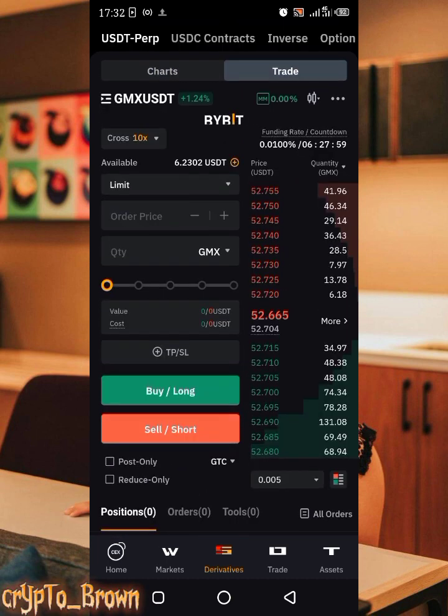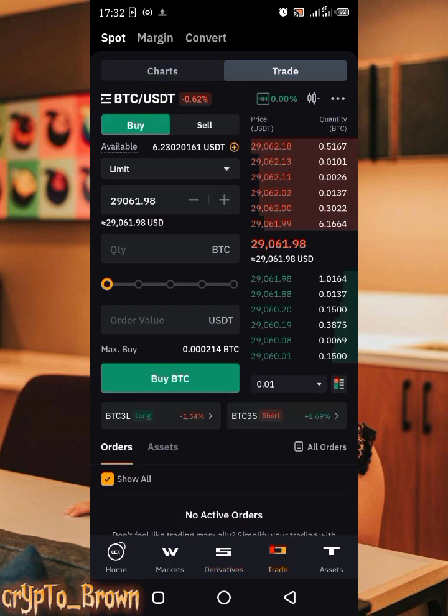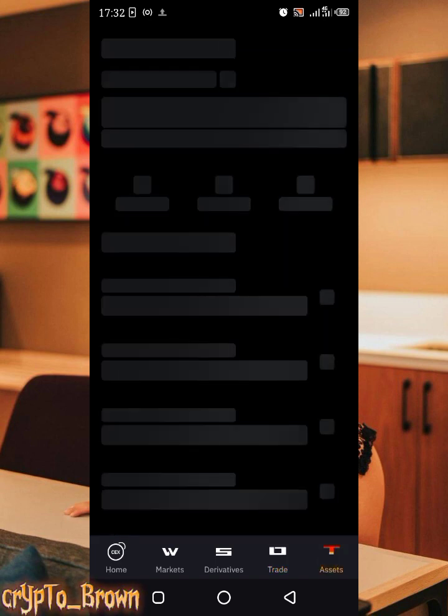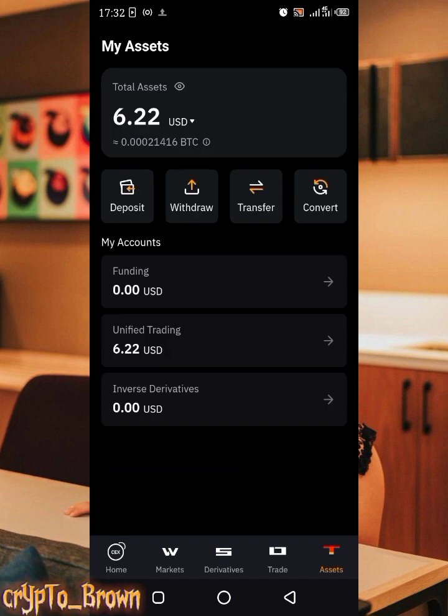Let's move on. At the trade tab, I literally talked about it. You just know about the spot, the margin trading, and convert. So that's what the trade tab tells you. It doesn't tell much. It just comprises the spot, the margin, and the convert. Now let's talk about the assets, and it will conclude this video. For the assets, we have three parts: the funding, the unified trading, and the inverse derivatives.